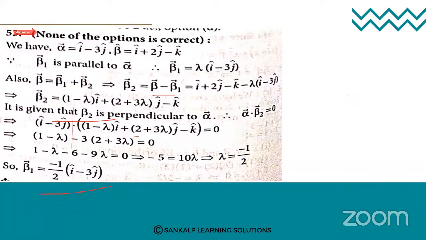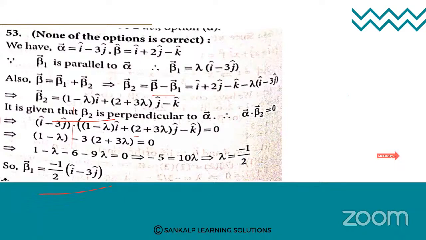See, the second condition is that beta 2 is perpendicular to alpha, so the dot product will be equal to 0. So (1 minus 3) into (1 minus lambda) and (2 minus lambda) is equal to 0. On simplifying, we get lambda value as minus 1 by 2. So option A, minus 1 by 2.